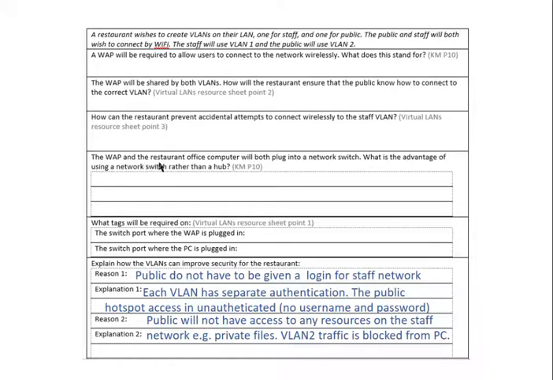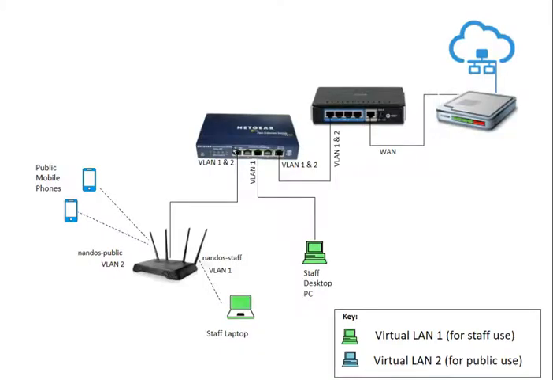So the WAP and restaurant office computer will both plug into the network switch. So what's the advantage of using a network switch rather than a hub? Well, this is just a thing about LANs generally rather than VLANs. Any messages, any packets that are sent on the network, if they're sent into a hub, they will be broadcast to every other device connected to the network. So if I wanted to send a request to the internet, in fact, if this was a hub, it would also be sent to the staff desktop PC as well as to the router and on from there.